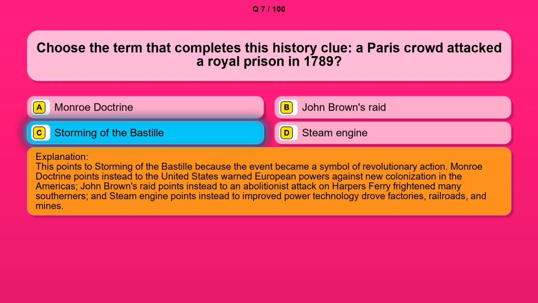This points to storming of the Bastille because the event became a symbol of revolutionary action. Monroe Doctrine points instead to the United States warned European powers against new colonization in the Americas. John Brown's raid points instead to an abolitionist attack on Harper's Ferry frightened many Southerners, and steam engine points instead to improved power technology drove factories, railroads, and mines.